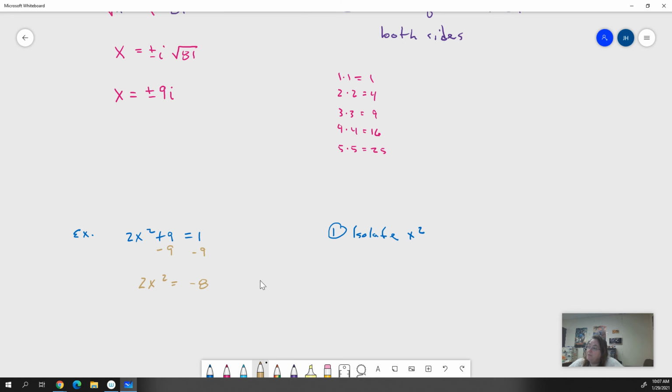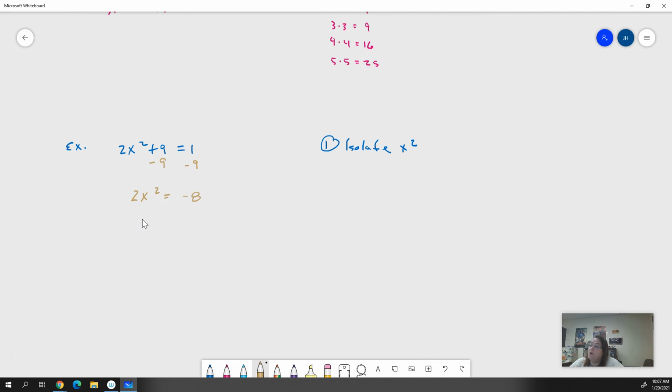But I can't stop there because we still don't have just x squared. We also have this 2 being multiplied to it. So we have to do the opposite of multiplication to move it, which is division. So we're going to divide both sides by 2. And we will get x squared equals negative 4. Then we've got our x squared isolated. It's the only thing on this side of the equal sign.